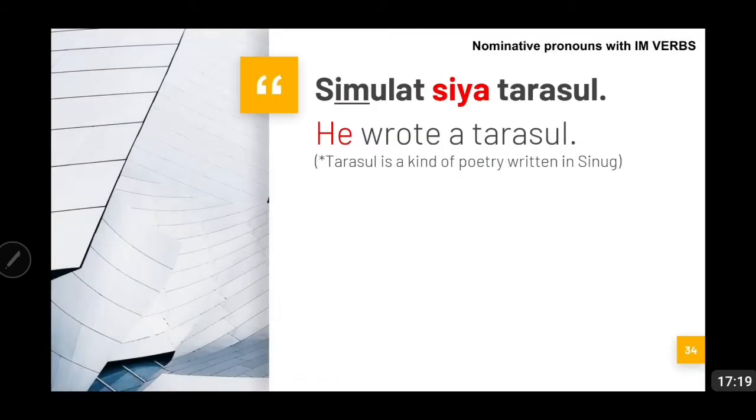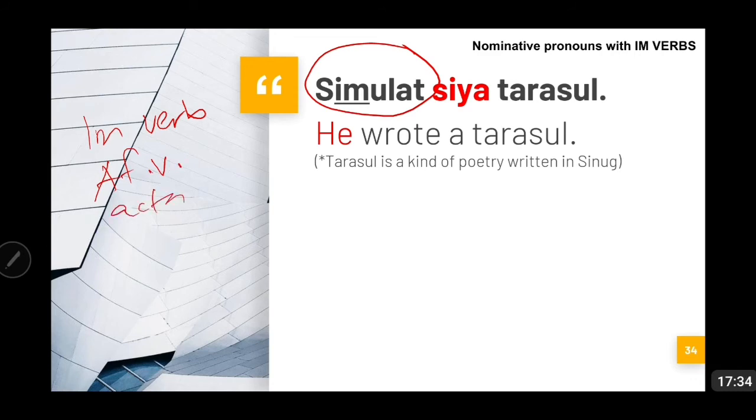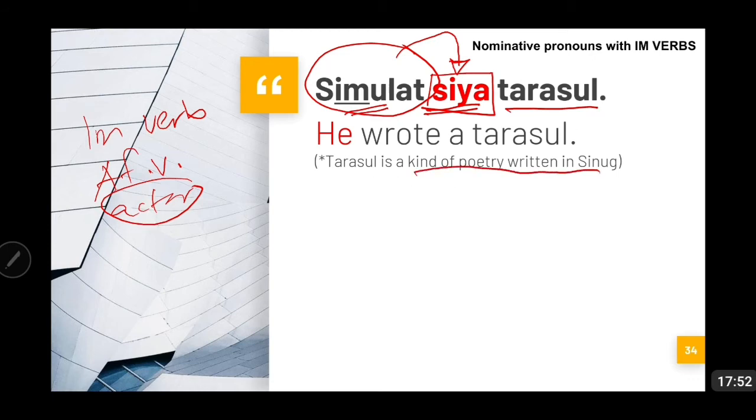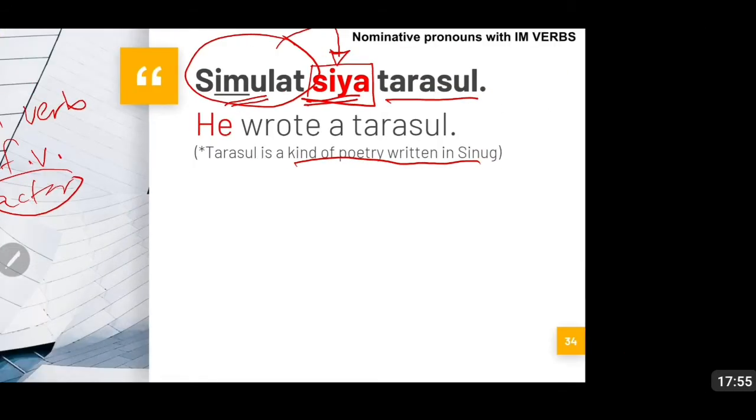Okay? Let's have another example. Simulat siya tarasul. In translation, he wrote a tarasul. We have the verb simulat, which is again an im verb. An im verb is an actor-focused verb, therefore its focus is the actor. Because we have a nominative pronoun siya, the focus of the verb simulat is the pronoun siya. Therefore, siya is the actor of the verb simulat, wrote, and tarasul is the object. Tarasul is actually a kind of poetry written in Sinūg. We'll try to pause it here.